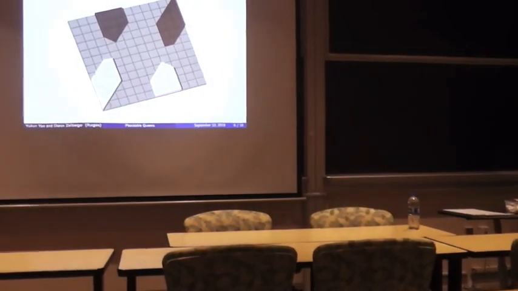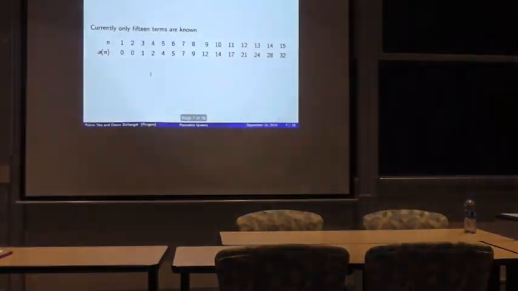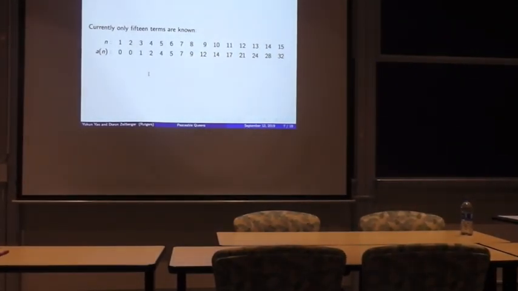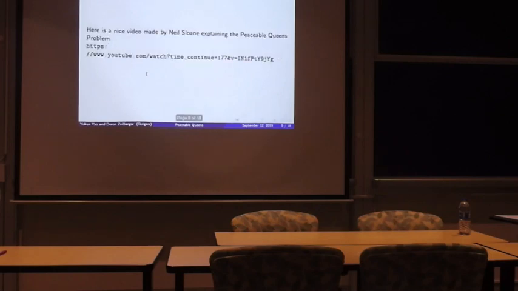Okay, so then let's watch a video by Dr. Sloane. Oh, before that, we only know 15 terms of this sequence. It means if the board is 1 by 1 or 2 by 2, there are no ways to place any white queens and black queens such that a queen doesn't attack a queen of the opposite color. So here we have a video.